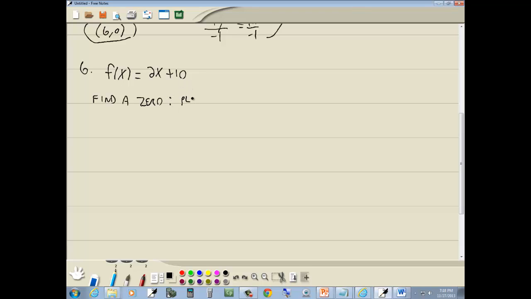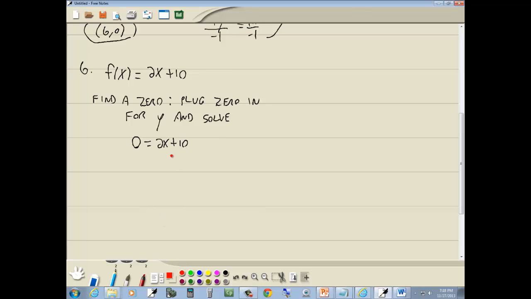But to find a 0, we're going to plug 0 in for y and solve. Now remember, your function notation f of x, that's the same as y. So we're going to have 0 is equal to 2x plus 10.